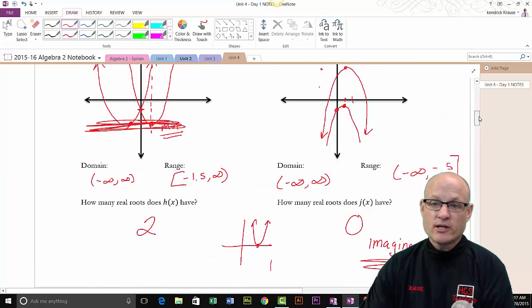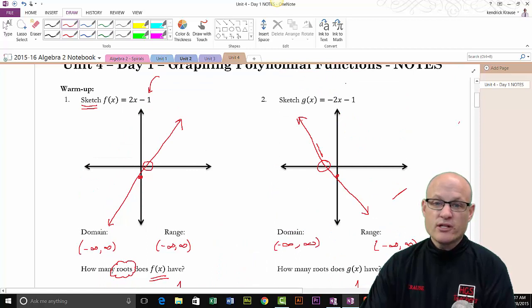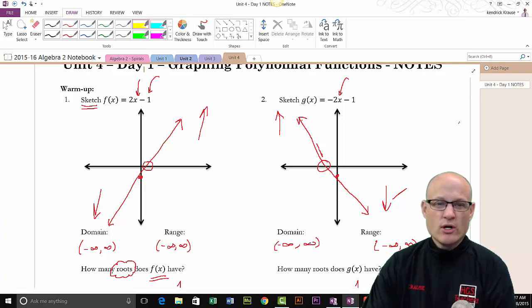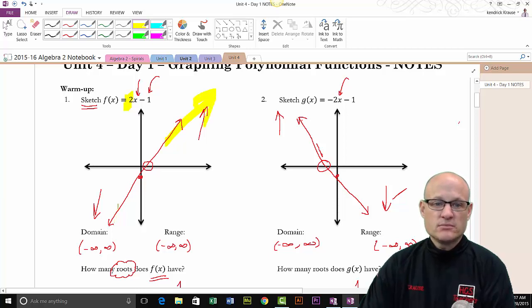Let's go back up here real quick and look at this one. What's the exponent right here? I'm hoping you're all saying 1. It's going up forever in one direction and down forever in the other. Does anybody notice anything? On the one where it is a positive 2, it goes up to the right and up to the left. One where it was a negative 2, it went down to the right and down to the left.